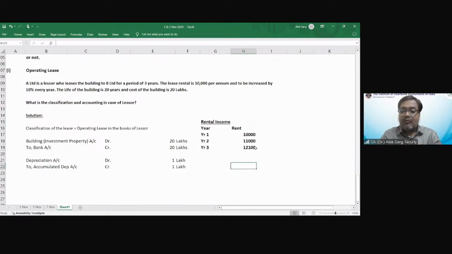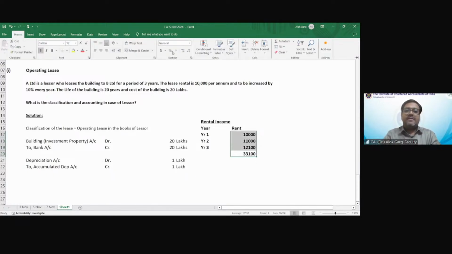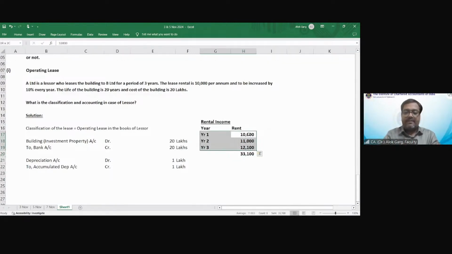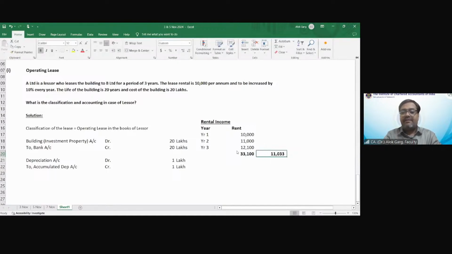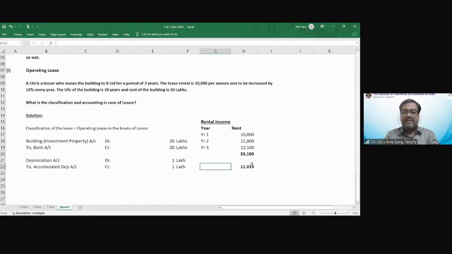In this case, what is my total lease payment? My total lease payment is 33,100. What is my average lease payment? If in 3 years I will be getting 33,100, divide by 3. 11,033 rupees. Correct? This is my annual average lease payment.